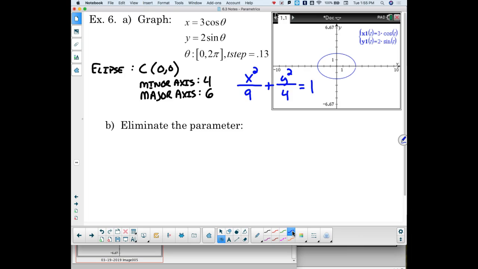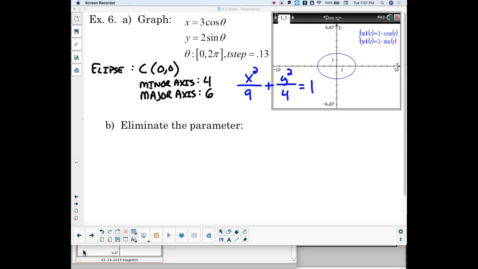Now I want you to eliminate the parameter, and you'll know you're done when you get x squared divided by 9 plus y squared divided by 4 equals 1. Be honest with me. Who's got an inverse trig function in their equation right now and they're stuck? Somebody wasn't paying attention on Friday. So, when our parametric function is trig-based, which in this case it is, and I want to eliminate the parameter, what do I have to solve for?